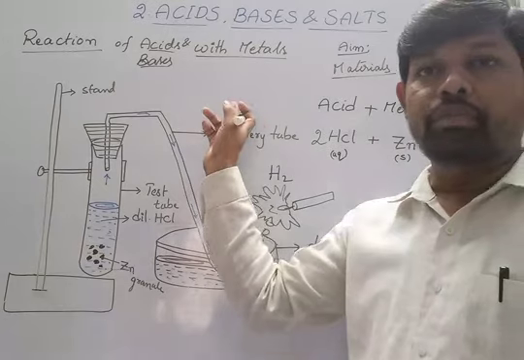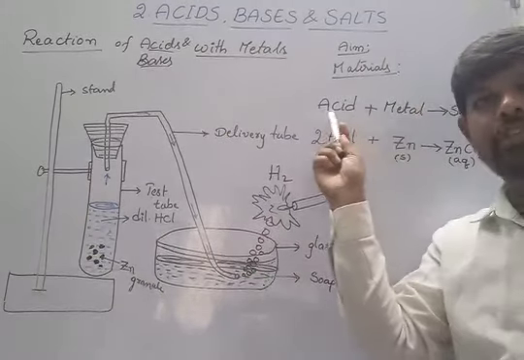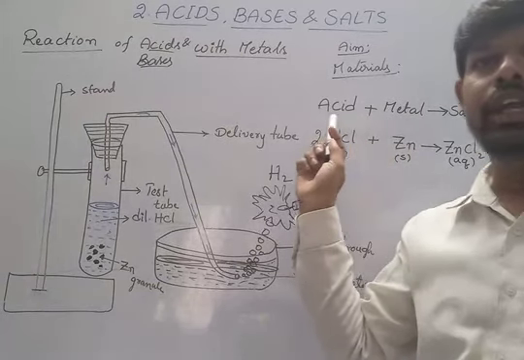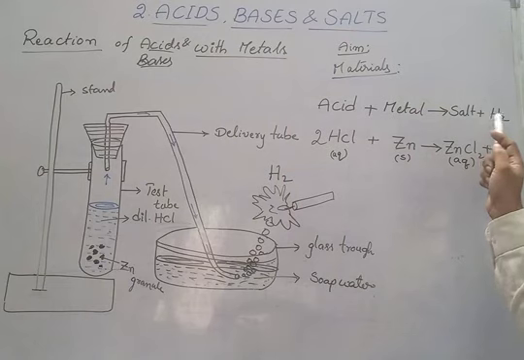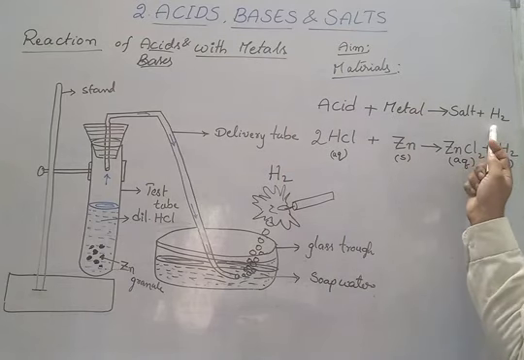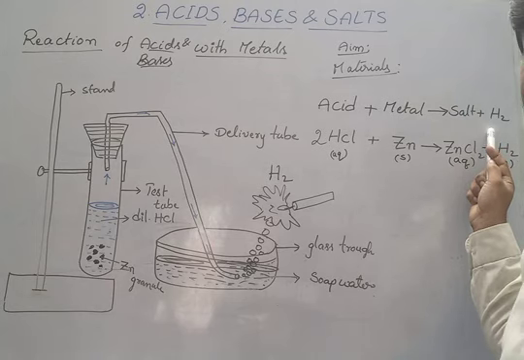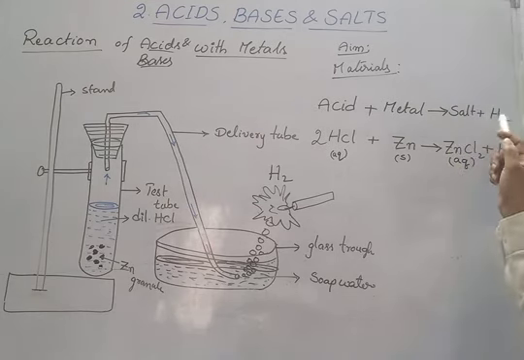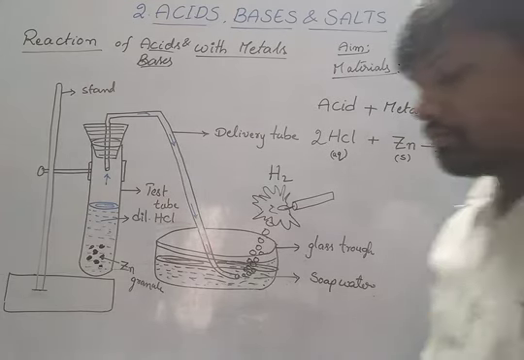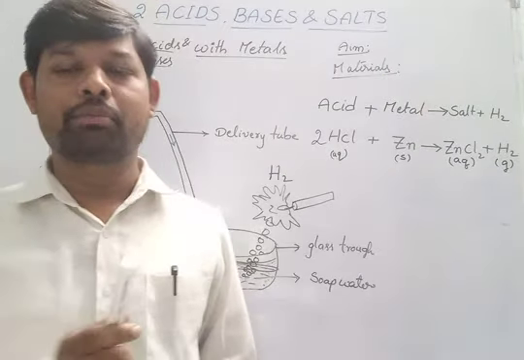Now, from this reaction, we can conclude that when any metal reacts with an acid, we will get hydrogen gas. Hydrogen gas is produced, evolved. You have to underline this and fix it in your brain also. H2 gas is evolved when acids react with metals.